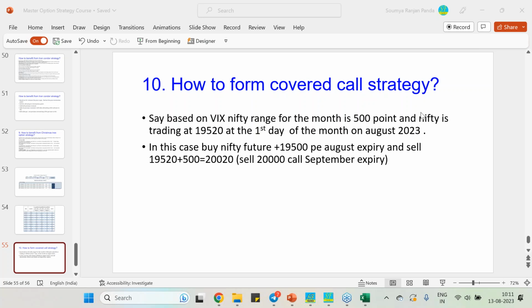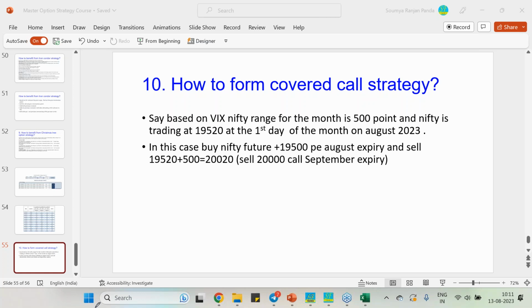And the covered call strategy you can take, the conversion strategy you can take. These are very, very useful strategies. Conversion strategy, covered call strategy, these are very useful strategies. So here also VIX plays a role. VIX plays a very big role here.